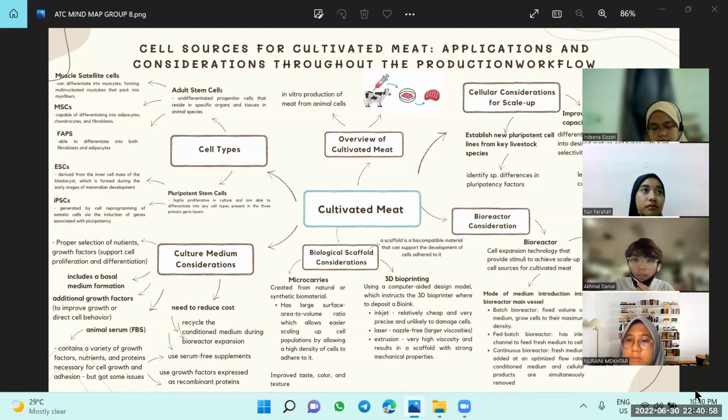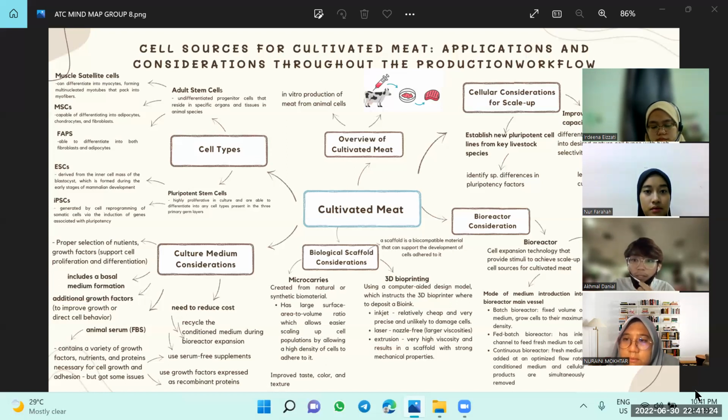There are three types of bioreactor that are classified based on the mode of medium introduction into the main vessel of the bioreactor, which are batch, fed batch, and continuous. A batch bioreactor contains a fixed volume of medium and functions by growing cells to the maximum density, then removing the cells for use or transfer into another bioreactor with a larger vessel size.